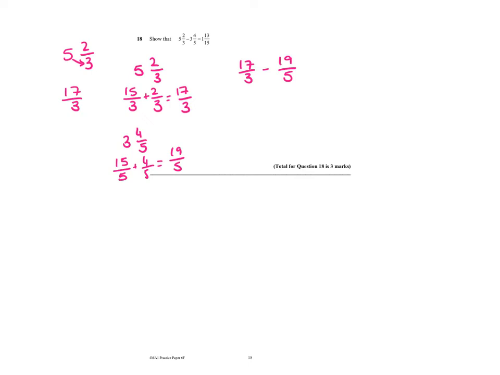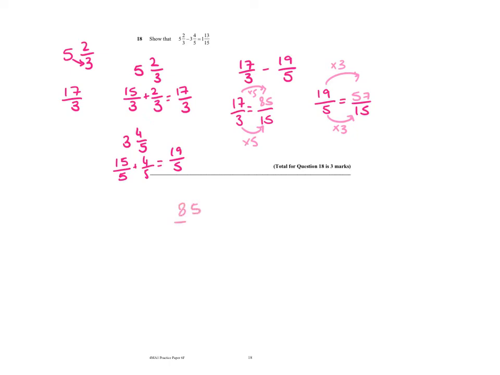Now, 17/3 minus 19/5, I cannot add or subtract fractions if they do not have a common denominator. Now, 3 and 5, the lowest common multiple is 15. So I'm going to convert my 17/3 into 15ths, and the same for my 19/5 into 15ths, so they have a common denominator. 3 times 5 is 15, 17 times 5 is 85. 5 times 3 is 15, and whatever we do to the denominator, we have to do to the numerator so that these are equivalent fractions. And 19 times 3 is 57.